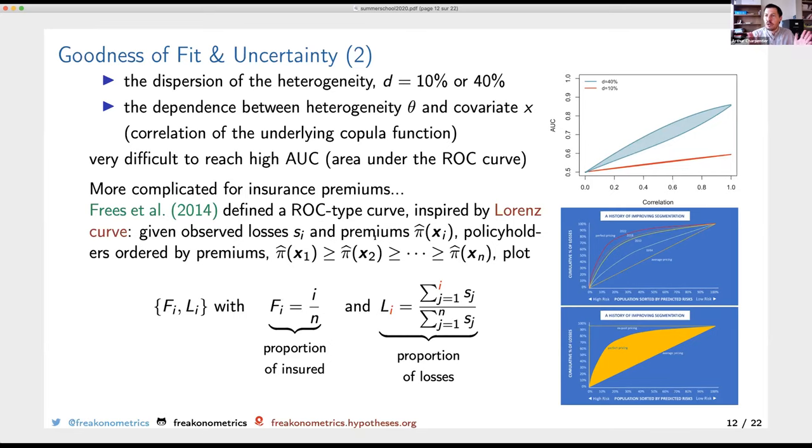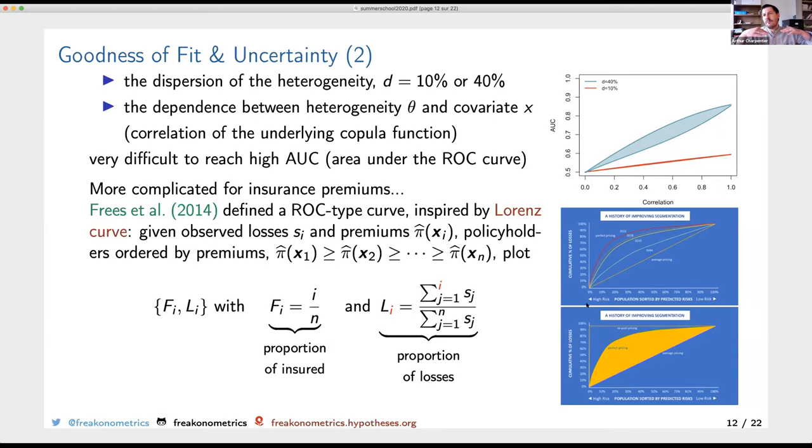The idea is we're going to sort not the wealth of people, but their risk based on their premium. So we have more risky people on the left and less risky people on the right. What we assume is that more risky people should have more losses. So we're going to look at the proportion of losses as a function of the proportion of the insured, assuming that they were ranked based on their underlying risk. And you might assume that the curve will be like in the ROC curve, in the upper corner.